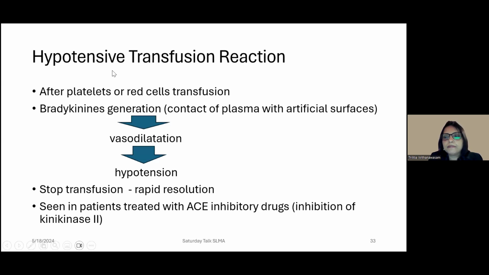Of course, something you also have to consider is hypotensive transfusion reaction, where the unique feature is hypotension, with no other symptoms or signs. Normally we see this with platelet and red cell transfusion, where bradykinin generation occurs because of plasma contact with the artificial surface of the tubing, which causes vasodilatation and hypotension. This is a unique situation. If you stop the transfusion immediately and give some fluid support, there would be rapid resolution. Especially if your patient is on ACE inhibitor drugs, if the patient develops hypotension, think about this type of transfusion reaction.